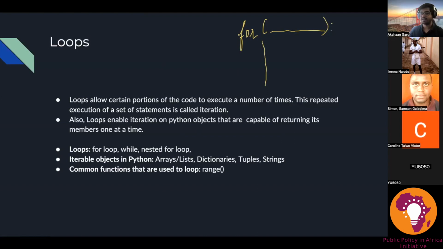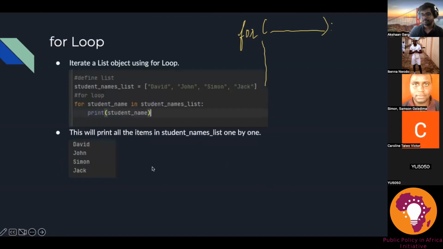So let's look at an example. So over here, we have a list first, right? So what is the name of the list? Student names list, right? So it has 4 students' names. So now what happens? For student name in student names list, print student name. This is how we're looping. So let's try to write this code in PyCharm and see what it's trying to do. Okay.